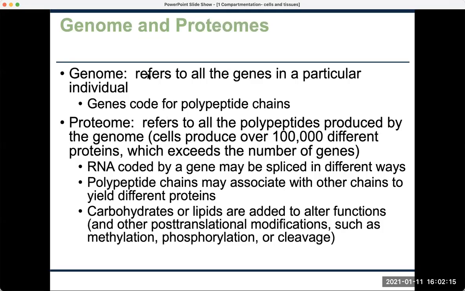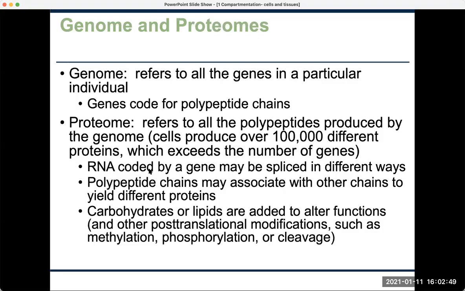So a genome is going to refer to all genes in a particular individual. It's your genetic code. So when we say code, what are we talking about? We're talking about polypeptide chains of nucleic acids. So if you guys remember, that was the ATCG, which is the adenine, thymine, cytosine, and guanine. So adenine and thymine bond together, cytosine and guanine bond together. When those hydrogen bond together and they make up the double helical form, that is going to be your genetic code.